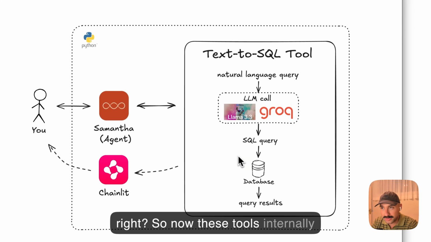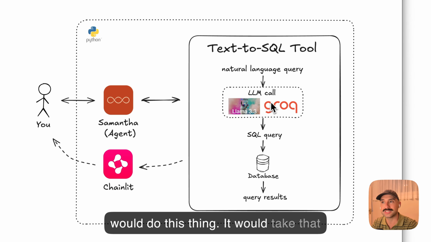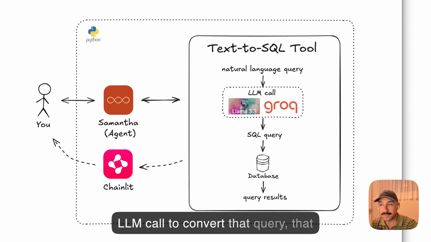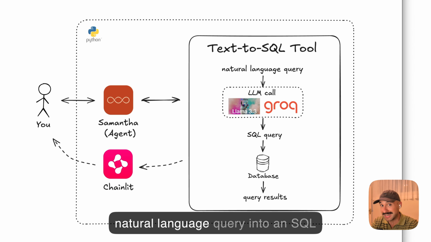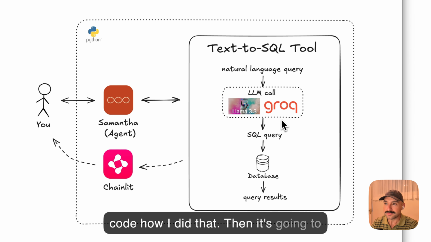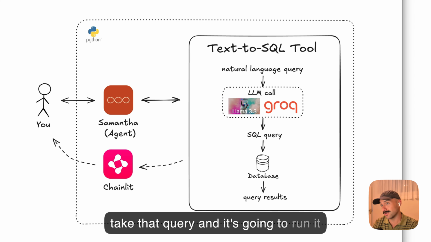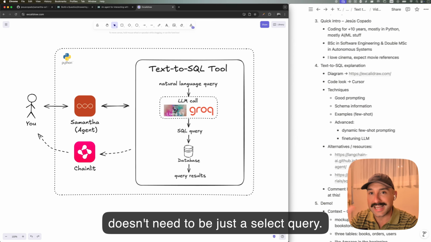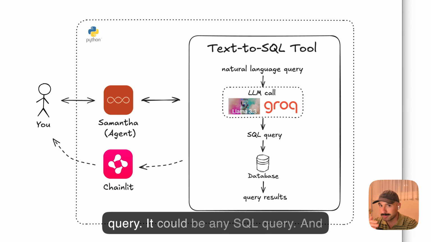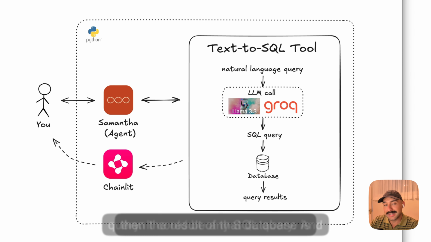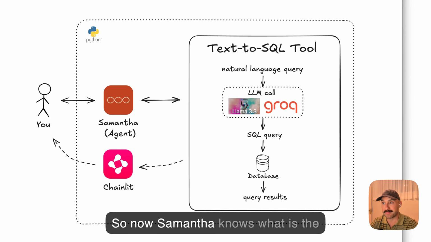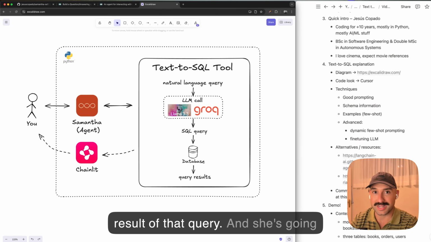Now this tool internally would do the following. It would take that natural language query and use an LLM call to convert it into an SQL query. We're going to see later in the code how I did that. Then it's going to take that query and run it over a database. That query doesn't need to be just a select query. It could be an update or a delete query. It could be just any SQL query. And then the result from the database is going to be sent back to Samantha. So now Samantha knows the result of that query, and she's going to have a conversation.